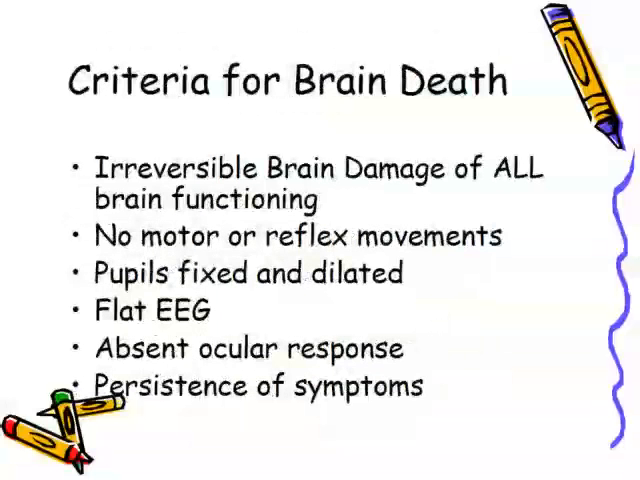For those patients that have had a traumatic brain injury that's led to brain death, this is different than persistent vegetative state. A patient that has been declared brain dead has irreversible brain damage of all brain functioning. That patient has no motor reflex movements at all. The pupils are fixed, dilated, and not responsive. The patient will have a flat EEG, will have absent ocular response, and persistence of comatose symptoms and those types of things.